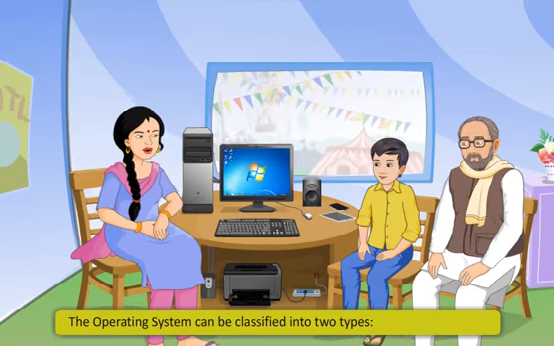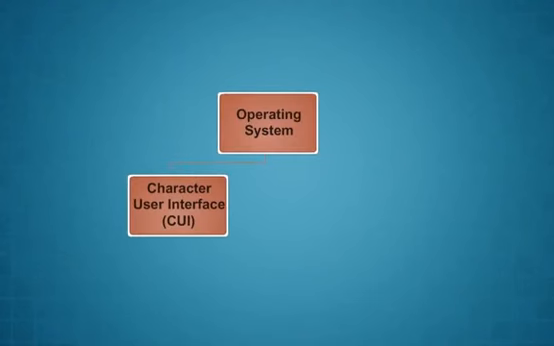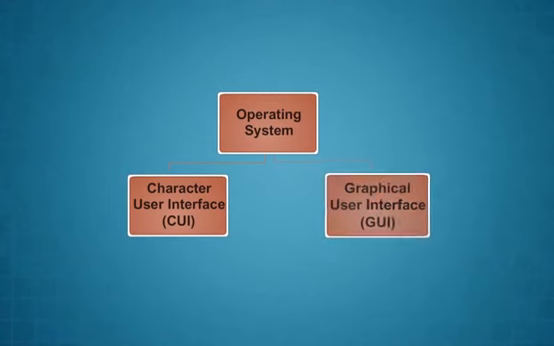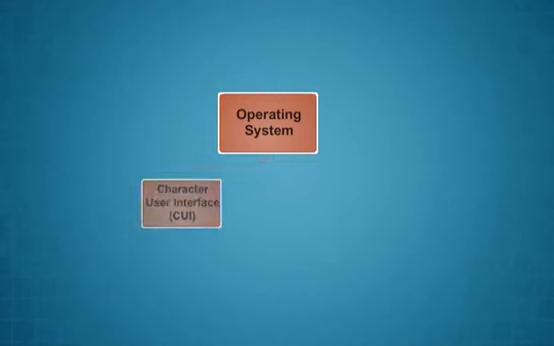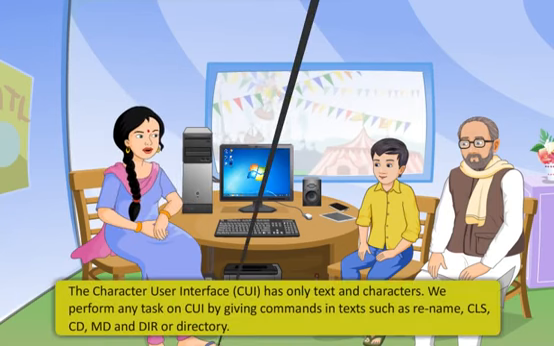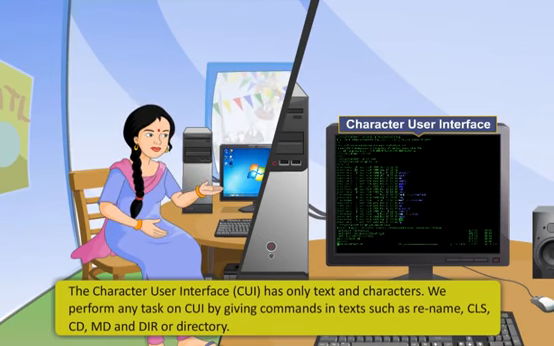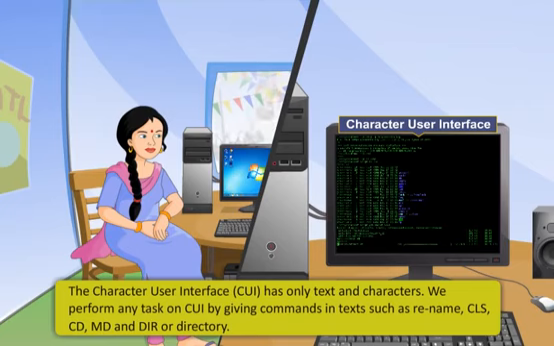The operating system can be classified into two types: character user interface and graphical user interface. Let us discuss one by one about them. Character user interface does not have any icons or images. It works using only text and characters.